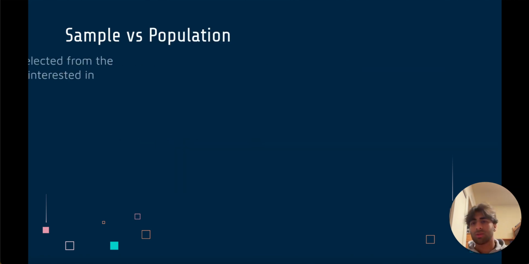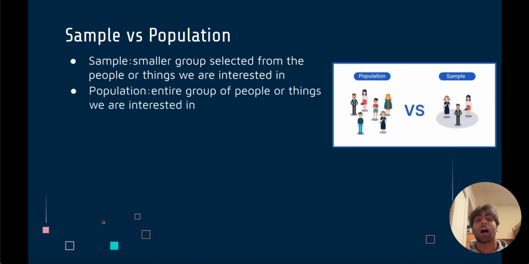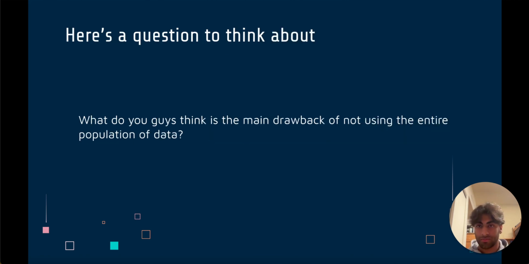So distinguishing between a sample and a population: a sample is a smaller group selected from the people or things we're interested in, and a population is the entire group of people or things we are interested in. We often use samples when it's impractical or impossible to collect data from the entire population. As we can see from the past slide's example, it was very impractical or practically even impossible to measure the height of every single high schooler in the United States.